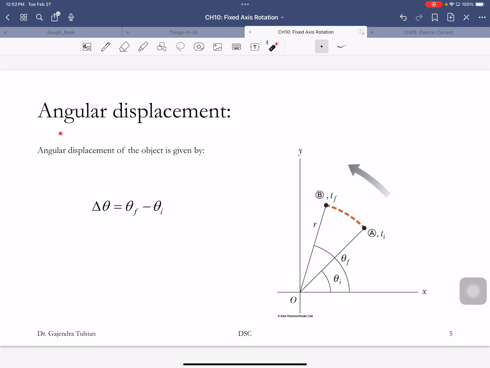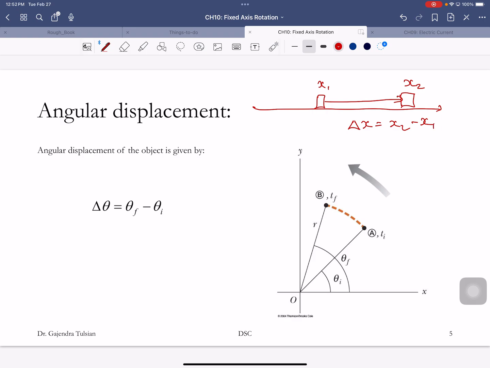So the first quantity we'll define is angular displacement. Let me show you the parallel of that. In one dimension, when you moved from x1 to x2, this was your position at time 2, this was your position at time 1. Your linear displacement was x2 minus x1.